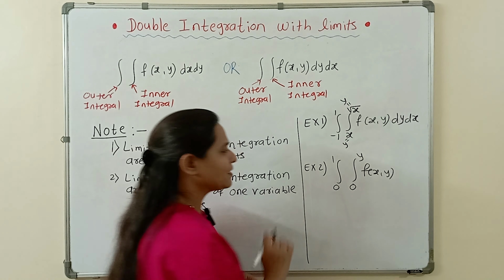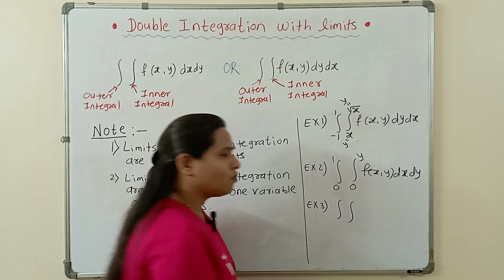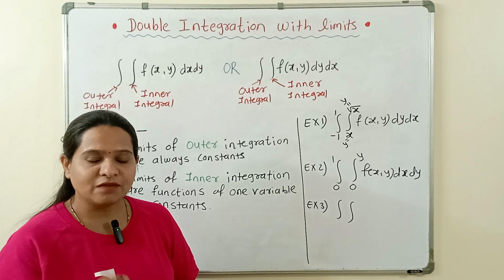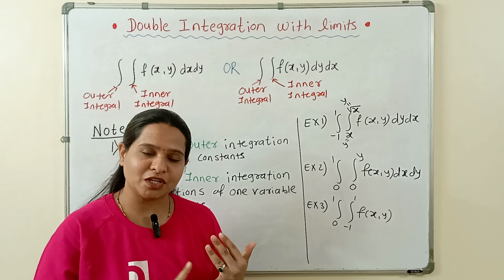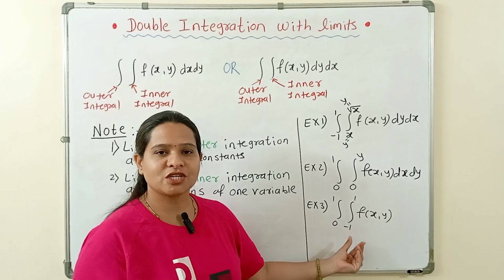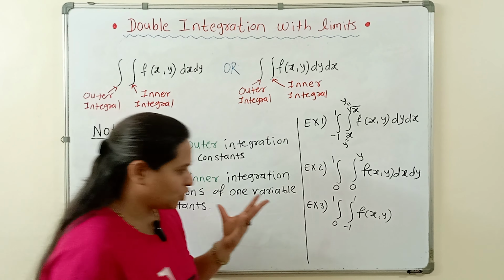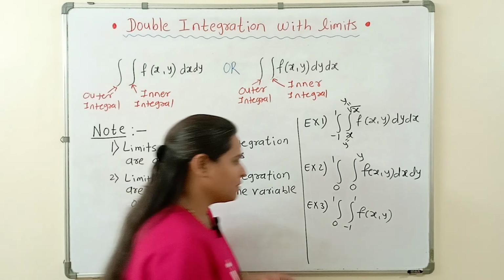This is how we have to decide the order. Another example: suppose the limits of both the integrations are constant. What if the limits of both integrations are constant? Suppose I am taking here from 0 to 1, and -1 to 1, some function f of x comma y. If the limits of both integrations are constant, then we don't have any restrictions. We can integrate with respect to x first, or with respect to y first. The choice is yours: you can go by dx into dy order, or by dy into dx order.